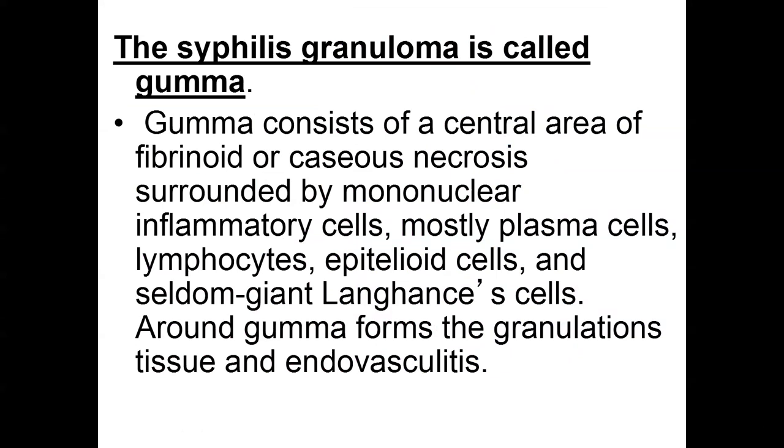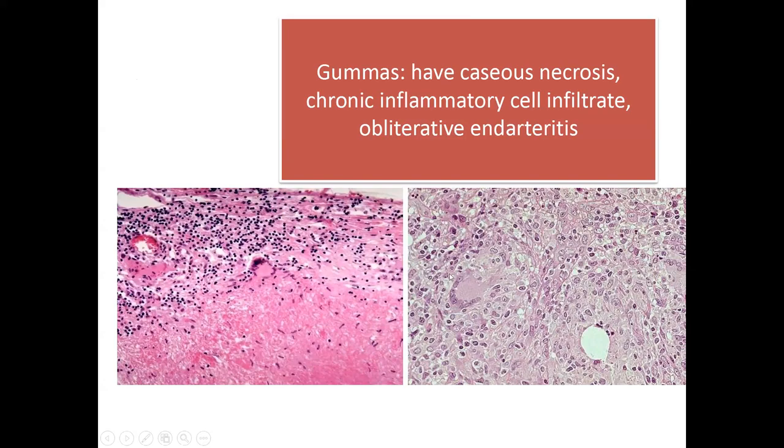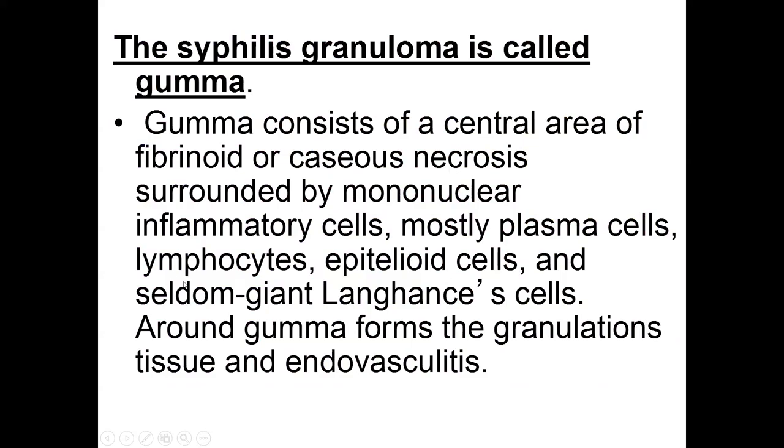And remember that syphilis granuloma is called gumma. Gumma consists of a central area of fibrinoid, caseous necrosis surrounded by mononuclear inflammatory cells. And please remember, mostly plasma cells. Okay, mostly plasma cells. Also, we can recognize some lymphocytes, epithelioid cells, and seldom, this is a keyword, seldom giant Langhans cells. Around gumma, the granulation tissue, and we see also the endovasculitis.